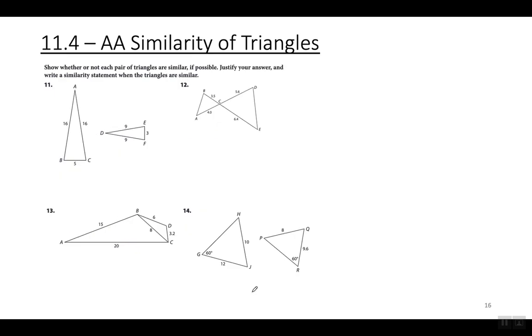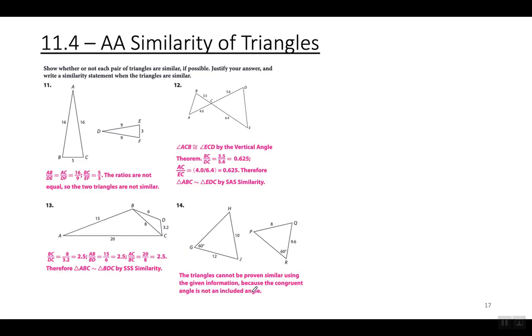All right, and here's 4 more questions, and I'm going to put up those answers as well. All they're doing is checking for all of them, whether you could do side, side, side similarity theorem, or angle, angle similarity theorem, or side, angle, side similarity theorem. There's only 3. And if you can't do any of them, then it's not possible to determine whether they are similar.